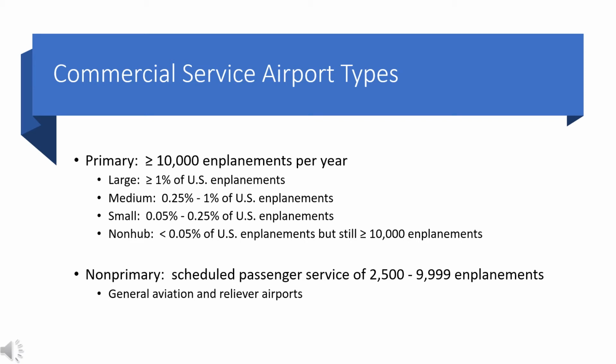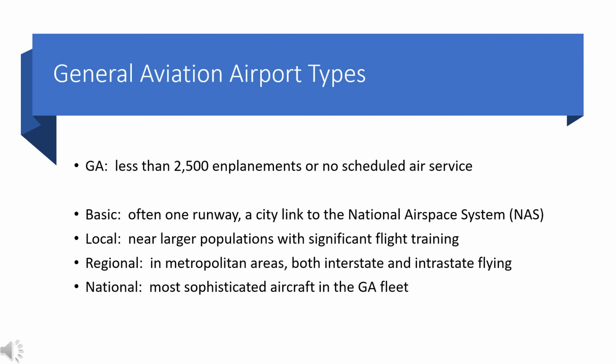Non-primary airports, then, facilitate passenger service of 2,500 to 9,999 enplanements, and these typically manifest in general aviation or GA reliever airports, which help to diffuse the congestion around larger hub airports. General aviation airports describe airfields without scheduled air service or those operating with fewer than 2,500 enplanements every year.